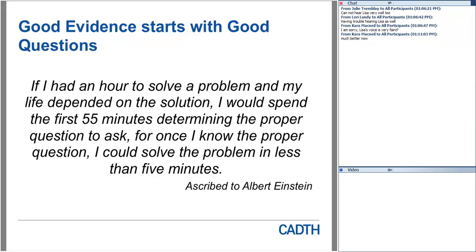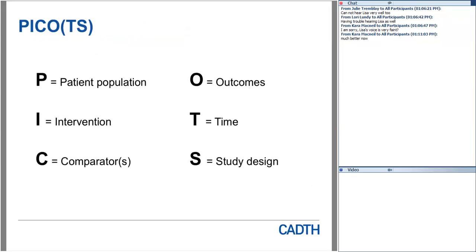Next slide. So fortunately for us, there's a very easy way to generate a valuable question, and this is called the PICO framework. And the acronym stands for patient population, the intervention, the comparator, the outcomes. Those are the 4 important ones. Sometimes time is important, and sometimes study design is important. So let me just give you an example of walking through a PICO.